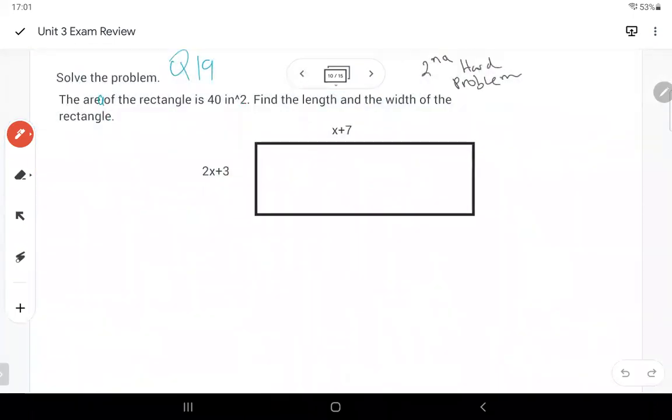Let's come to 19. So the area of a rectangle is 40 inches, and we want to find the length and width of the rectangle, and we're given that here. So area equals length times width, but we're gonna write it the opposite way, sorry, length times width.